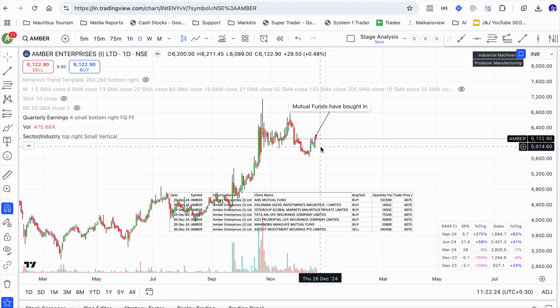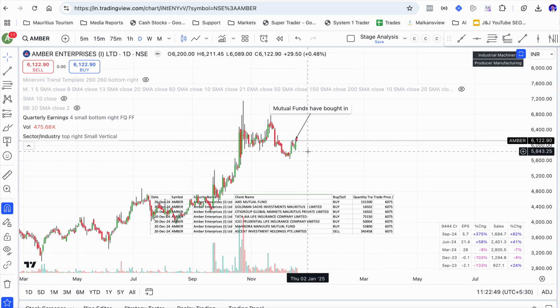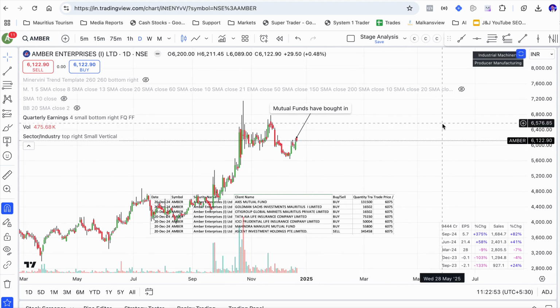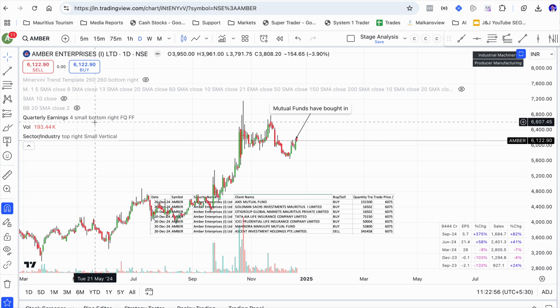We don't know why they're buying, but they're probably trying to figure out which is the strongest stock, and then reallocating their funds there. But the point is, if mutual funds are buying, it means there is something there. So I use this to narrow down my list of stocks. Right now I have Amber. So now this is done. I save the chart and then I post it.